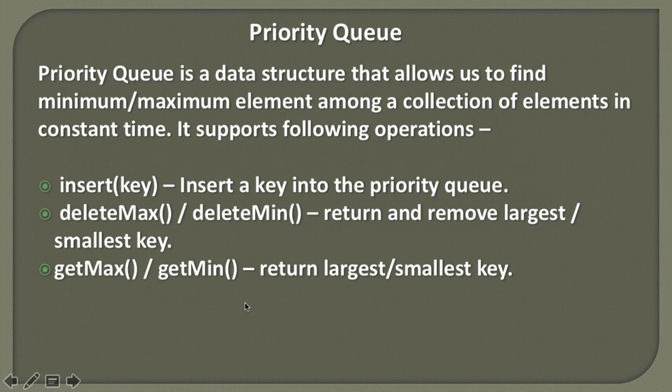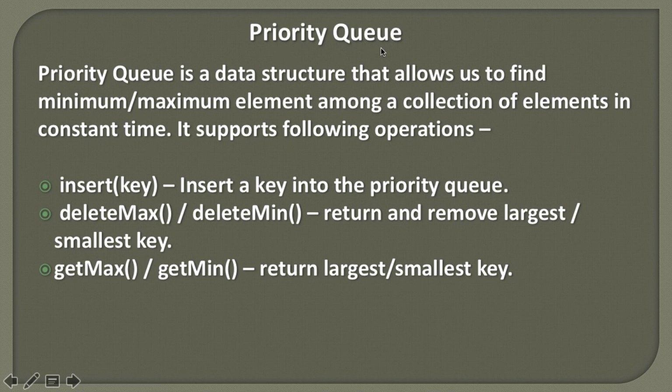So friends, what is a priority queue? A priority queue is a data structure that allows us to find the minimum or maximum element among a collection of elements in constant time. The priority queue holds the collection of elements and helps us find the minimum or the maximum element very fast, in constant time.